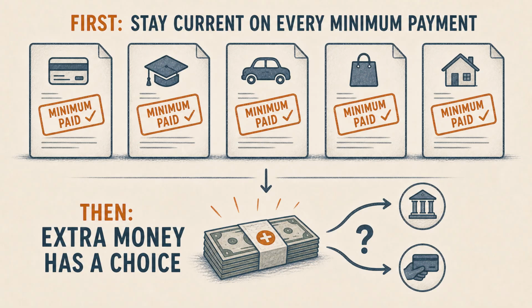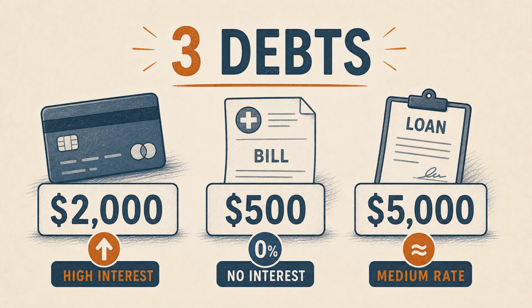Both methods start with the same basic rule. Stay current on every required minimum payment. These strategies are about where to send extra money after the minimums are covered, not about ignoring one lender to pay another. Imagine three debts: a credit card with a $2,000 balance at a high interest rate, a medical bill for $500 with no interest, and a personal loan for $5,000 at a medium rate.